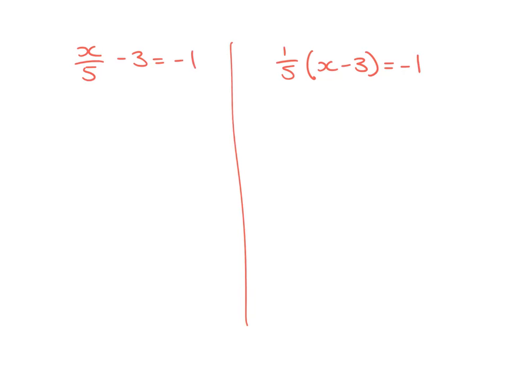All right, in this case we've got x over 5 minus 3 equals negative 1. So what's the first thing we're going to do on that left-hand side of the equation?